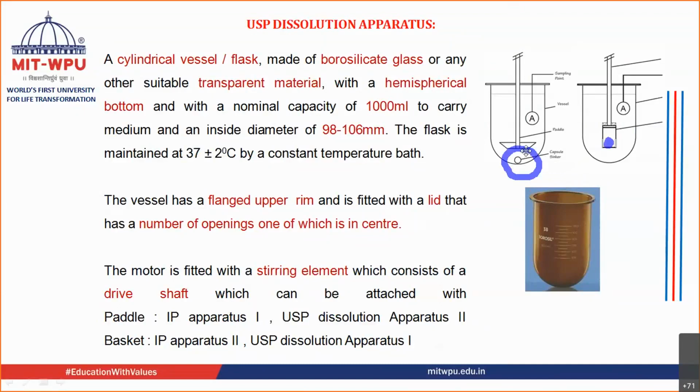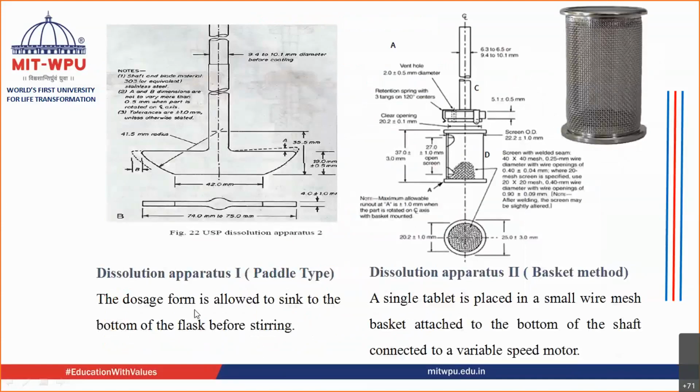So in paddle type assembly, it is placed inside the vessel, whereas in basket type assembly, apparatus 2, it is placed inside the basket, for the tablet whose dissolution you have to check. Got it? Right. So the dose, that is the tablet, is allowed to sink to the bottom of the flask for stirring. The dosage form can be a tablet. For capsules also, the same apparatus is used to carry out the dissolution test.